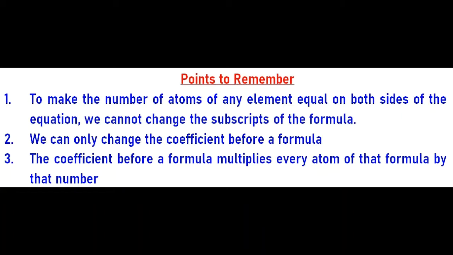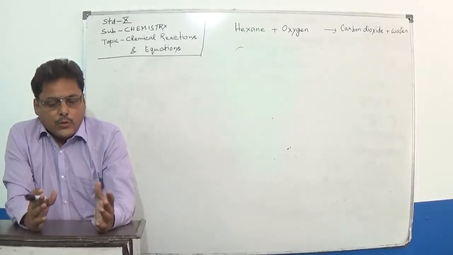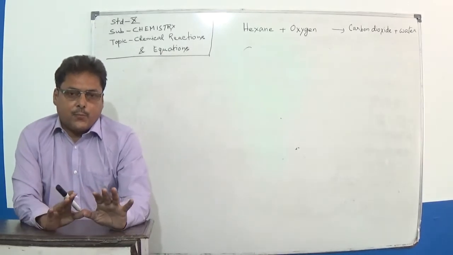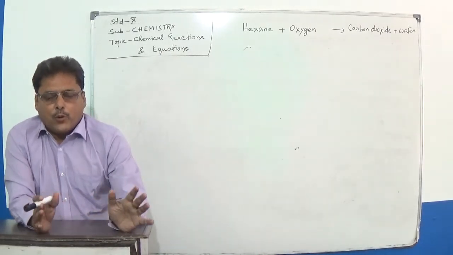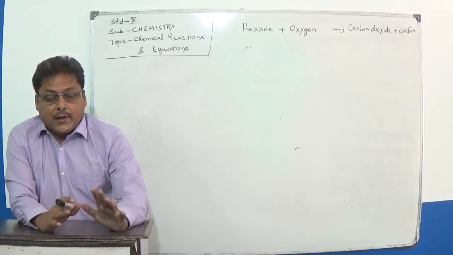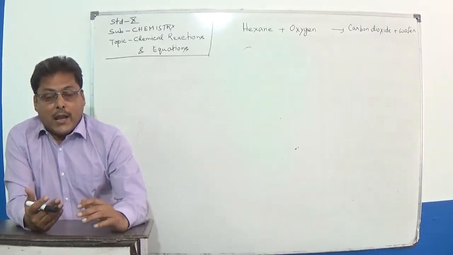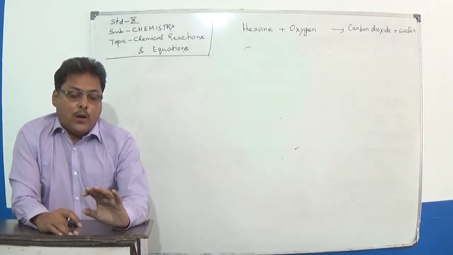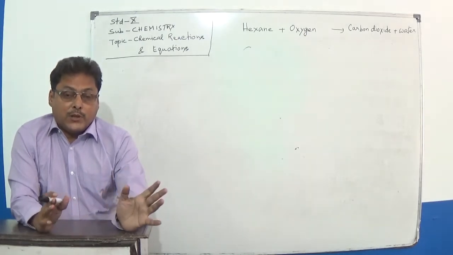Whenever you are changing a coefficient, that is the third point, the coefficient before a formula multiplies every atom of that formula by that number. Please remember these 3 points very carefully and let me discuss them further. You see, you cannot stress these points enough. Most important points. The subscript, I remind you, denotes the atomicity. And the coefficient must be positive integers.